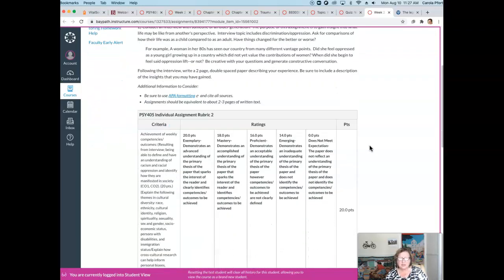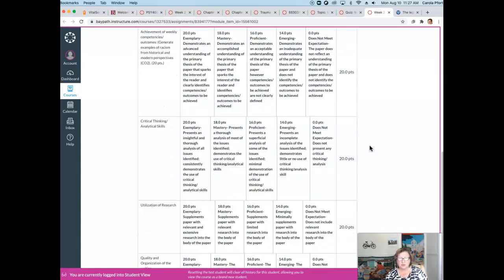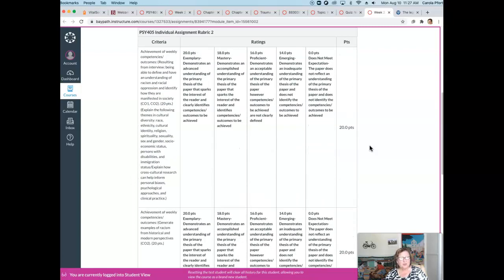And as always, I really suggest that you take a look at the rubric in terms of how you get the points on your assignments. So that's a little overview of the week.